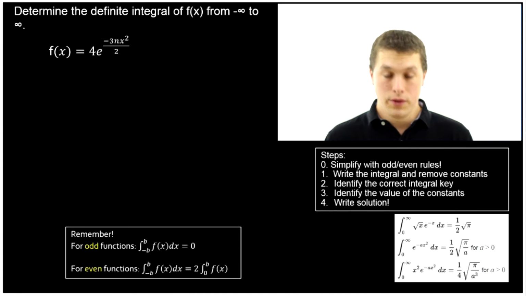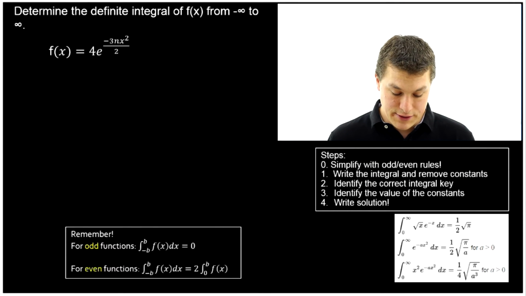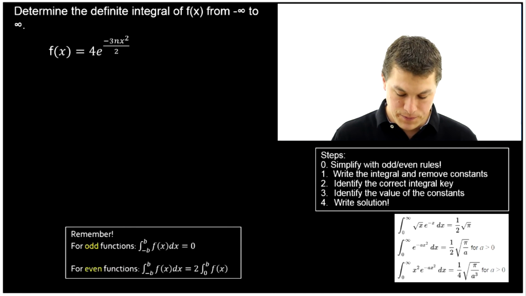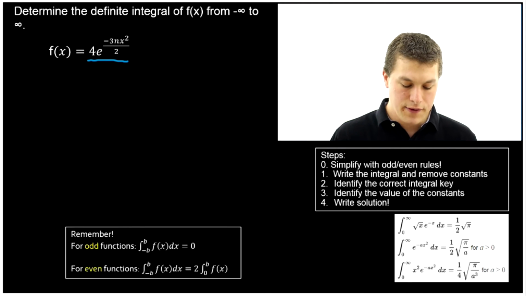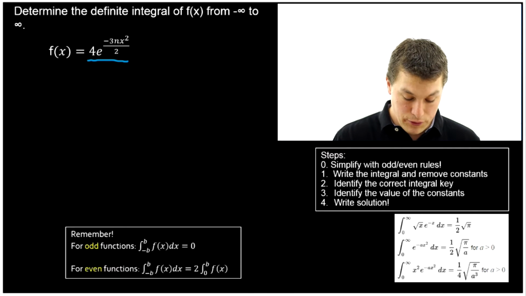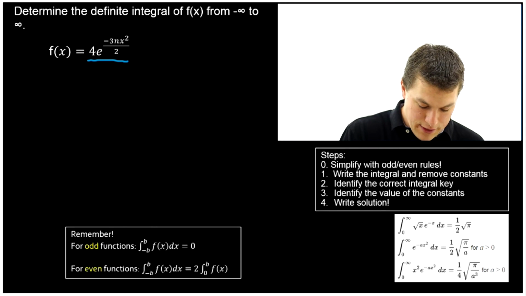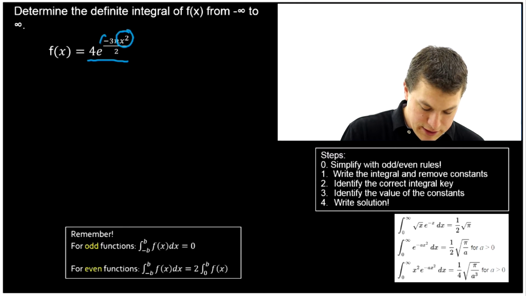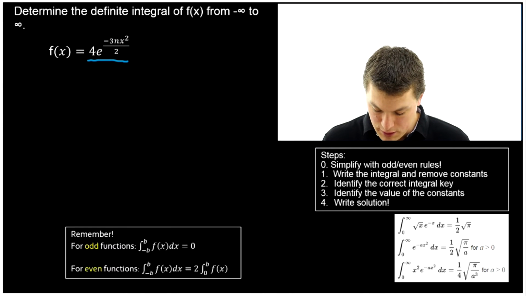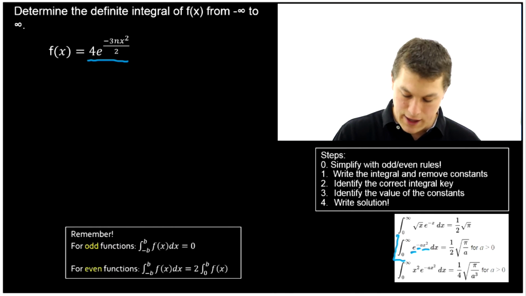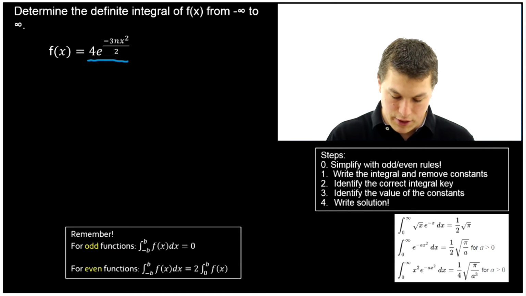So what we're going to want to do is go ahead and identify still what function this matches with. And then we'll use some tricks here in a second. So this guy is e to the negative 3n x squared over 2. And so what we're looking for is we need an x squared and we need this negative sign. And if we look down at our integral keys down here, we'll see that this one right here is e to the negative x squared. So that's a good sign. That means that we can use that one to solve our integral.